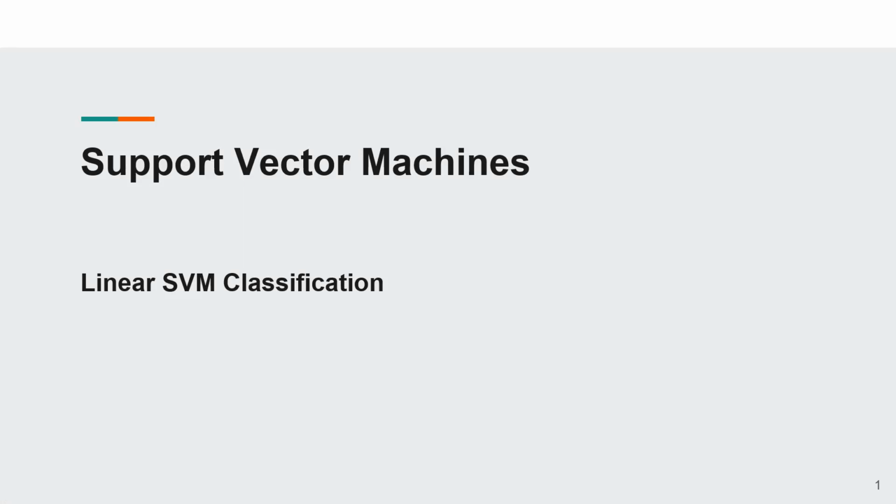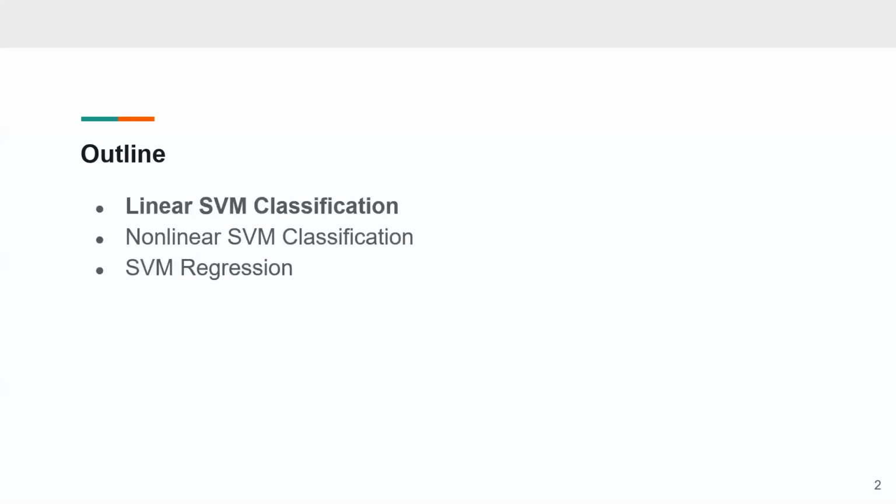Hello everyone. We're starting a new module called Support Vector Machines. Specifically in this section, we want to discuss linear support vector machine classification. For this module, we have three major components: linear SVM classification, nonlinear SVM classification, and SVM regression. Be aware that support vector machines can be used not only for classification problems, but also potentially for regression problems.